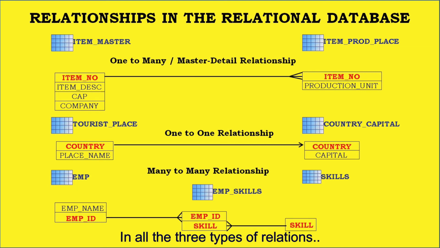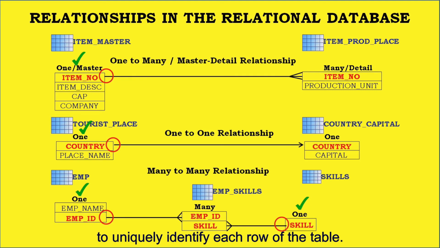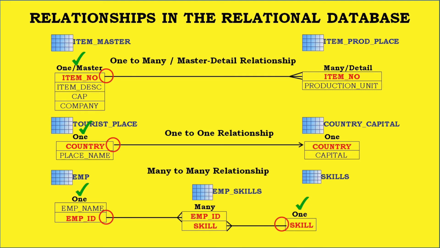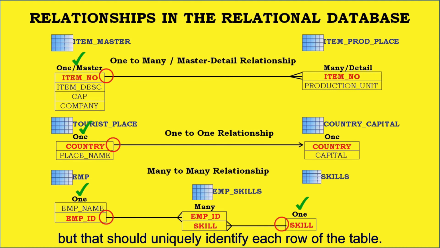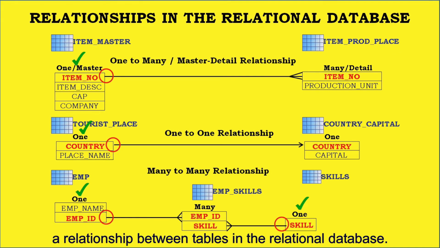In all the three types of relations, what is common is the table that initiates the relation has at least one column to uniquely identify each row of that table. It can be a set of columns also, but that should uniquely identify each row of that table. This is the minimum requirement to establish a relationship between tables in the relational database.